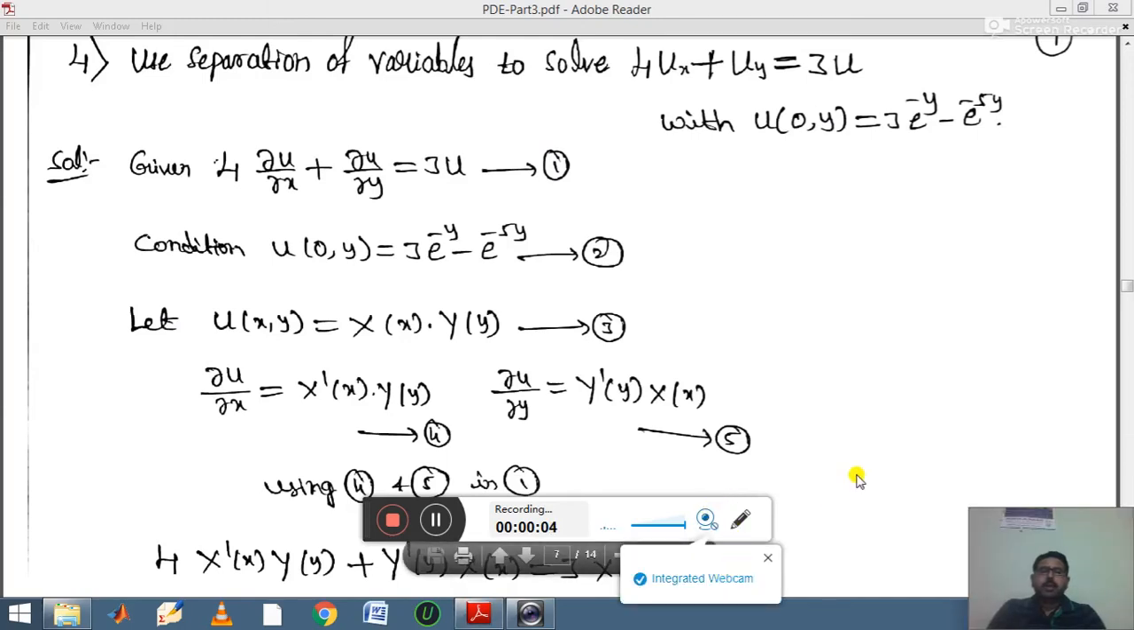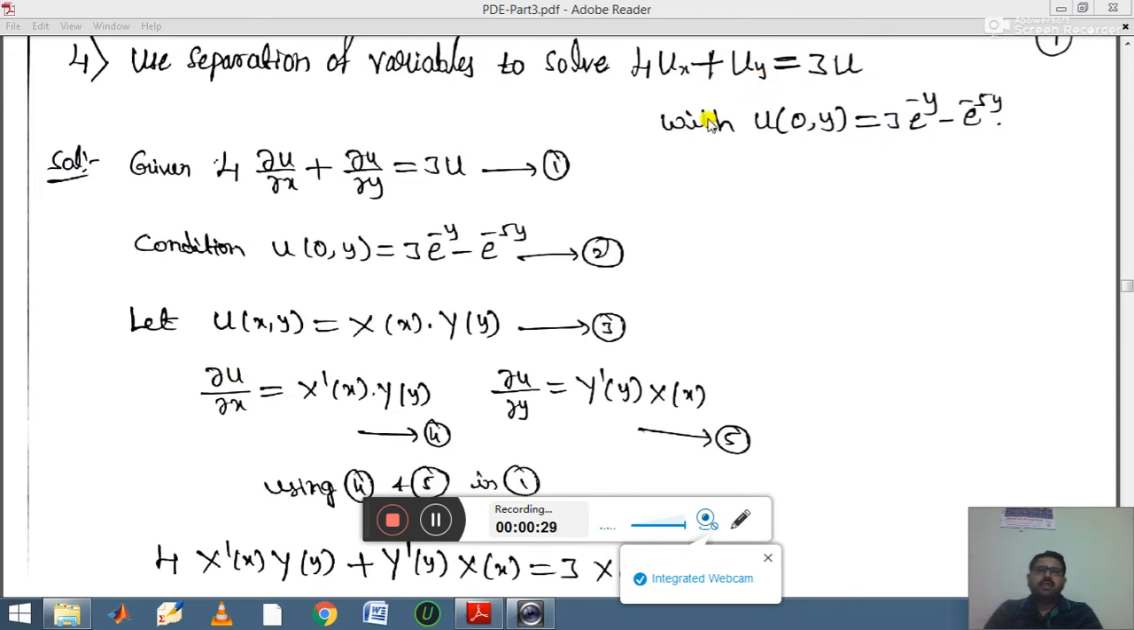Yes, welcome back. Here I am going to explain the fourth example based on the variable separable method. Let's see. Use separation of variables to solve 4u_x + u_y = 3u. Here u_x is nothing but ∂u/∂x, u_y is ∂u/∂y. Therefore, here u is the dependent variable and x and y are the independent variables.